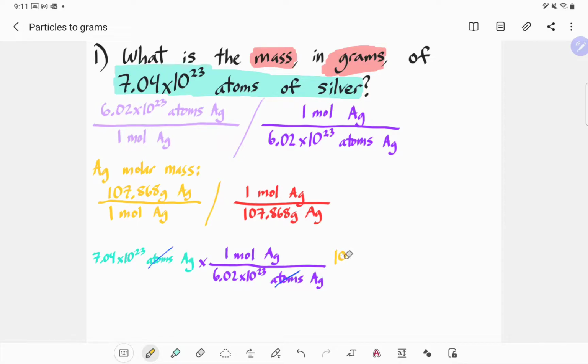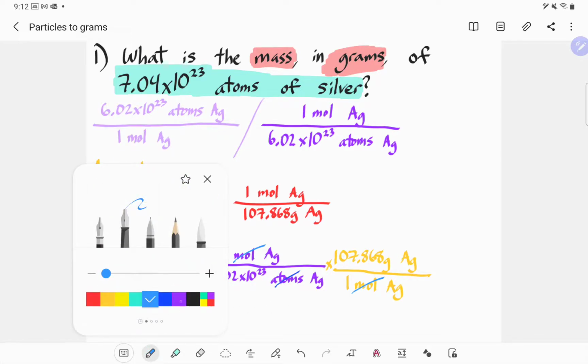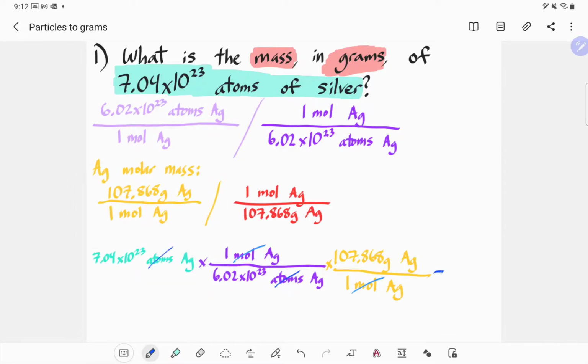So we have 107.868 grams of silver for every 1 mole of silver. And when we do that, we're going to have some units cancel. Our units of moles are going to cancel, and then we're going to be left with a final answer. So let's plug this into our calculator and we'll get our final answer, because we are left with grams, which was the goal all along.